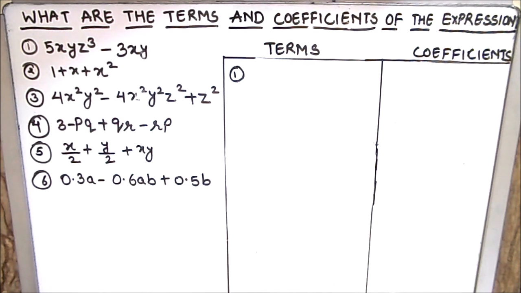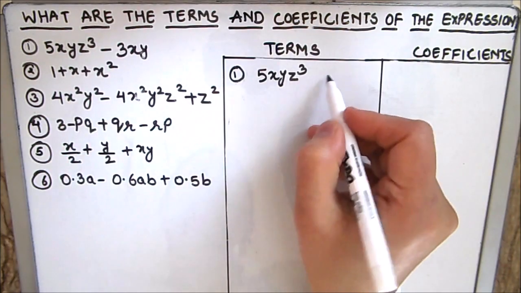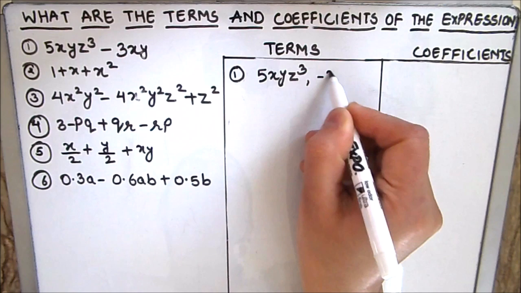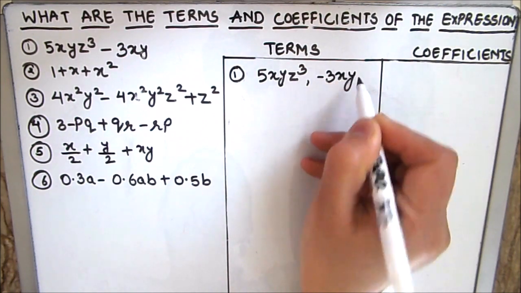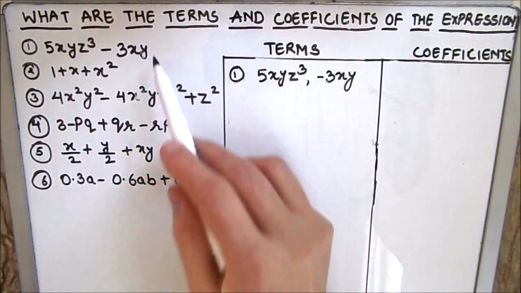To make our topic clear and to understand it properly, let's find out the terms and coefficients in the following expressions. In the first expression, we have two terms. The two terms here are 5xyz cube and minus 3xy. These are the two terms in the first expression.